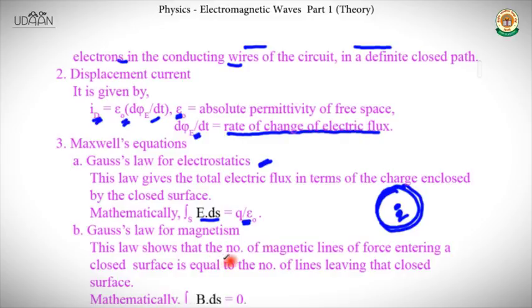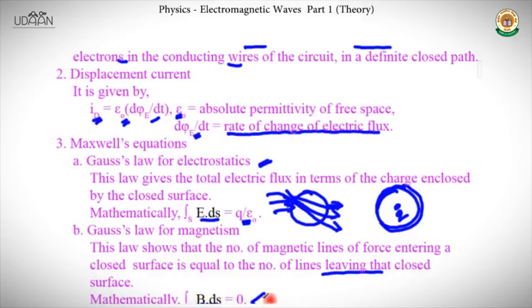Next we move on to Gauss Law for magnetism. This law shows that the number of magnetic lines of force entering a closed surface is equal to the number of lines leaving that closed surface. That is, if this is a closed surface and there are a specific number of magnetic lines entering, the same amount of lines would leave. So if 3 magnetic lines are entering, 3 would leave. It is basically a simple law which you have learned in your magnetics chapter as well. So closed integral of B dot ds equals 0 because the number entering is equal to the number leaving.